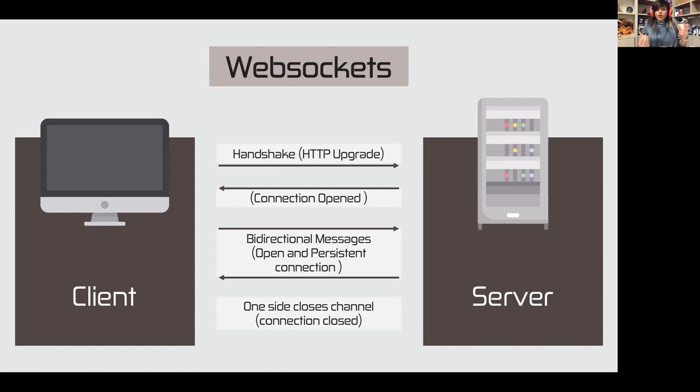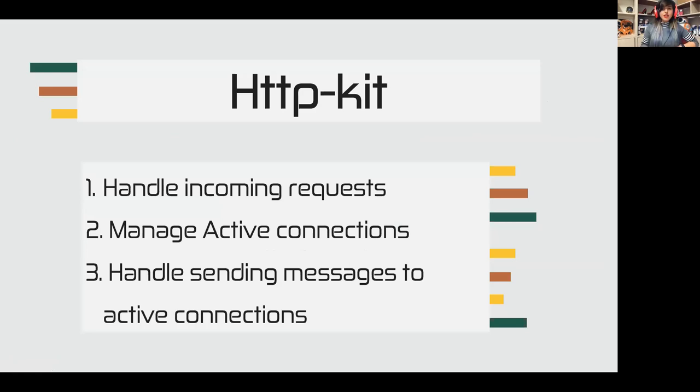And that's what allows the continuous connection, and this is what makes it so easy to do the whole thing. This goes on until one side closes the channel or the connection, and then that's it. So in Clojure, I used HTTPKit. I also tried another library before that, but I found the documentation of HTTPKit to be the easiest one to understand, and it was very easy to start working with. So I went with HTTPKit. And these are the three things that I had to do with it: handle incoming requests, manage active connections, and handle sending messages to all active connections.